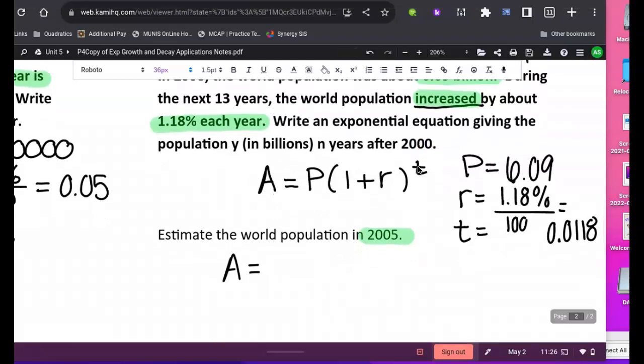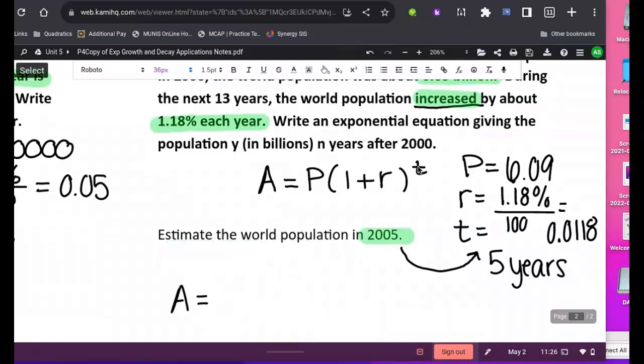And then, so in the year 2005, how many years after 2000 is that? How many years? 5 years, right? So 2000, then 2001, 2002, 2003, 2004, 2005. That's 5 years. So we're not actually going to use the number 2005. We just want the number of years. So we're going to use 5 as our T. So we have our amount is equal to our starting population times 1 plus the rate as a decimal to the time power.